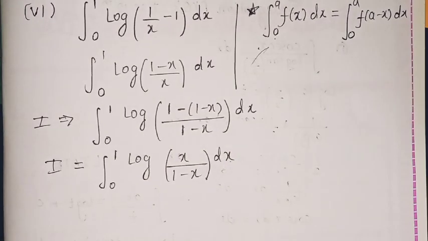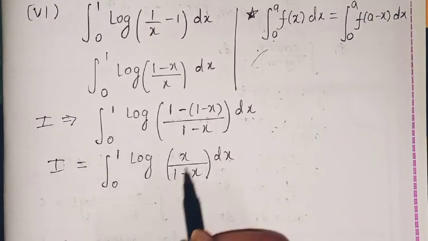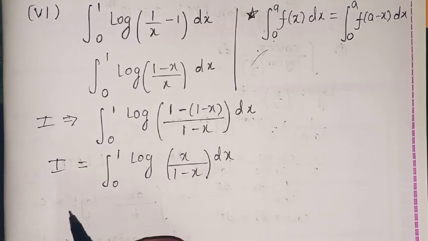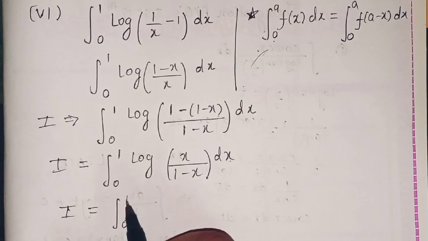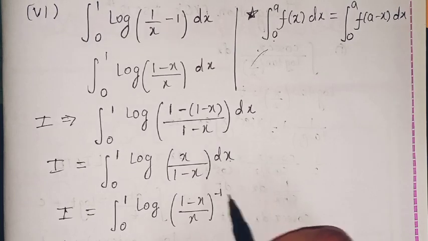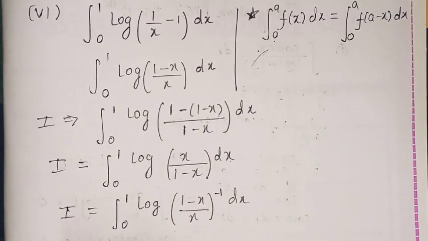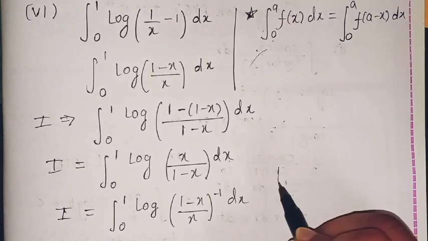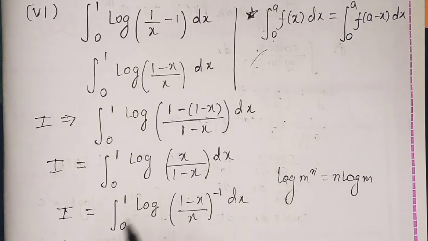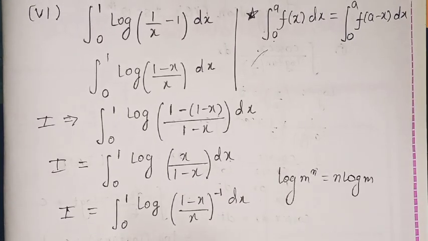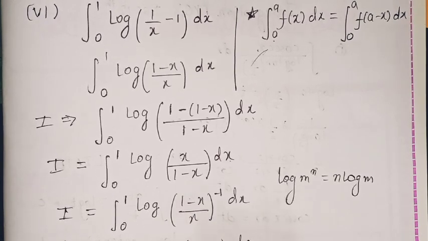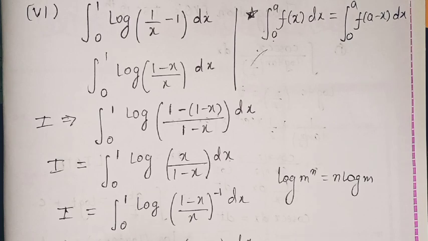The next step I can do is to take the reciprocal by taking it to the power minus 1. I equals integration of 0 to 1 log of ((1 minus x) upon x) whole to the power minus 1, dx. I hope you got it. Now if you have seen this formula, log m to the power n is equal to n log m. The same is to be applied here. 0 to 1, minus 1 log (1 minus x) divided by x dx. We'll take this negative sign outside.